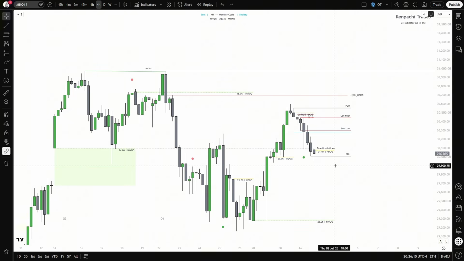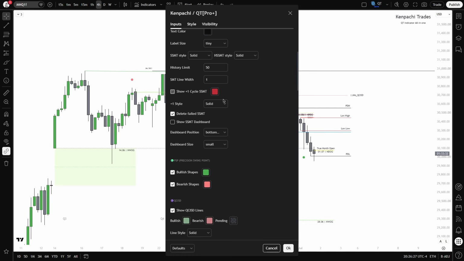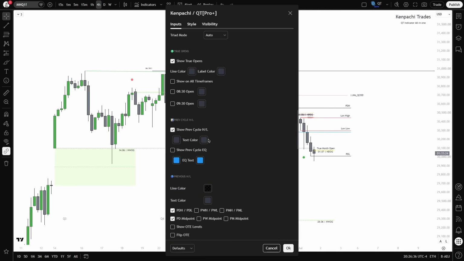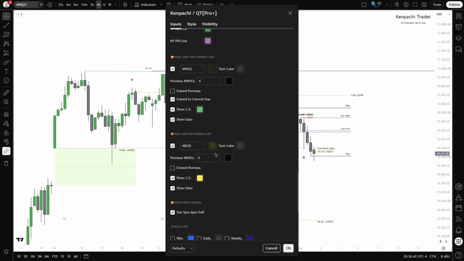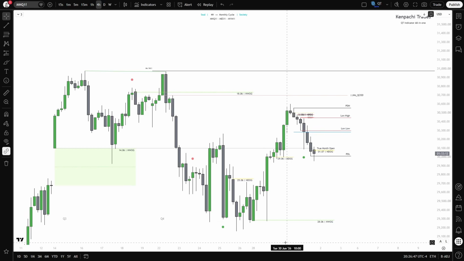But if you don't have the indicator for SSMT, you can do it manually, just splitting two charts. Personally, I built this indicator to simplify my trading. It also has all of the concepts I need for my model, like show plus one cycle SSMT, which is two-stage SSMT. It has PSPs, QCs, true opens, previous cycle high and low, previous day high, previous day midpoint, session highs and lows, new week open gaps, SDDV, custom watermark, all that you need for quarterly cycle trading.